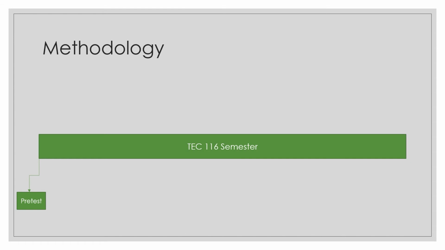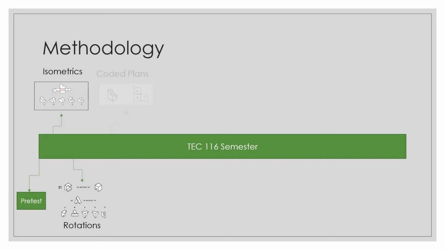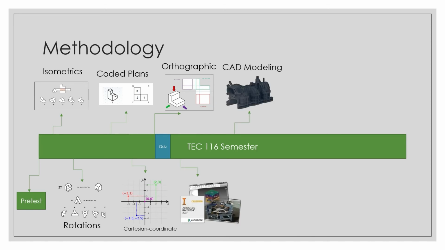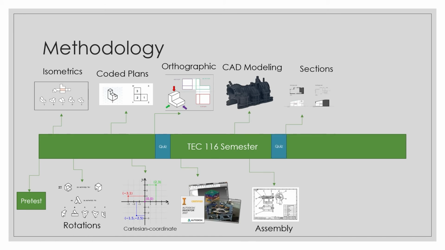So this is the methodology for the research in the Tech 116 course semester. First we have the pretest. Then we go into isometrics, rotations, coded plans, Cartesian coordinate systems, orthographic projection, and then they have a quiz. After the quiz, they start getting into Autodesk Inventor, where they do CAD modeling, assembly, and section views, and then they have a quiz after that.